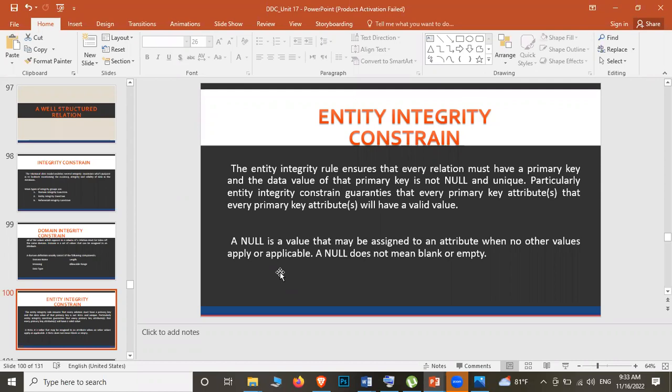Yeah, and a null is a value that may be assigned to an attribute when no other values apply or are applicable. A null does not mean blank or empty.